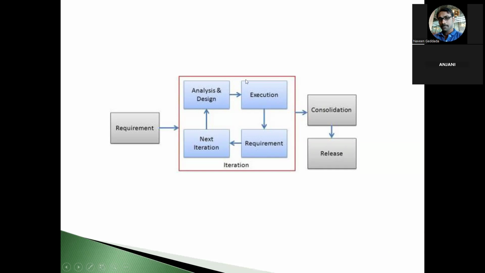And finally, once we have a set of four or five iterations, we will consolidate all those requirements that need to be delivered in the four or five releases. We will consolidate all those five iterations, and then we will put a release here, one release.